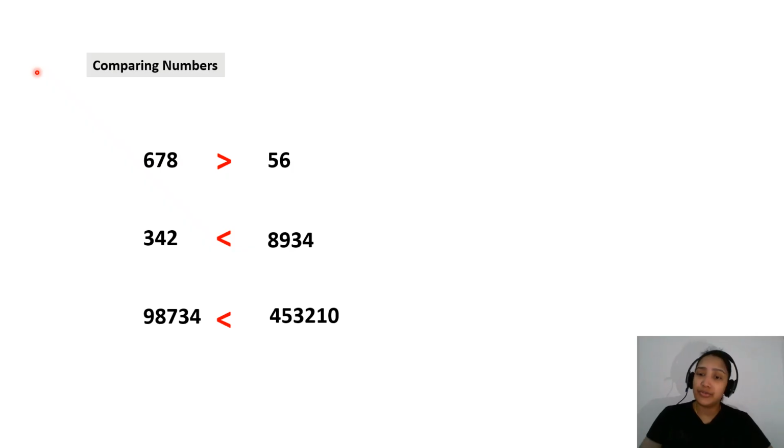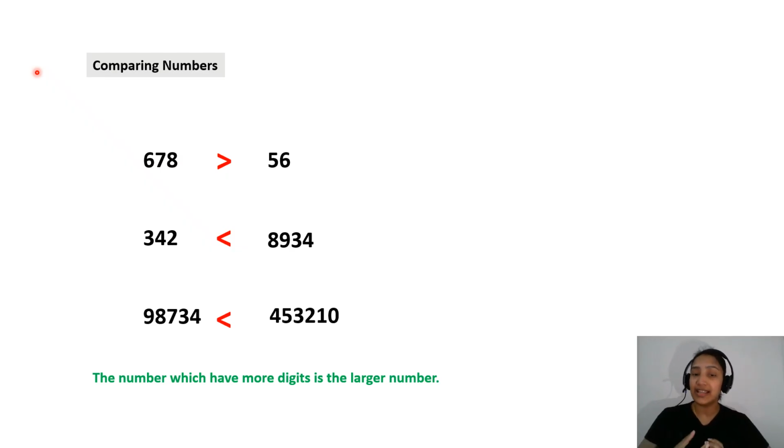Okay. How do you find out which is larger and which is smaller? Yes, you just compare the number of digits in each number. So we can conclude like this: the number which have more digits is the larger number. Okay, keep in your mind, the number which have more digits is the larger number.